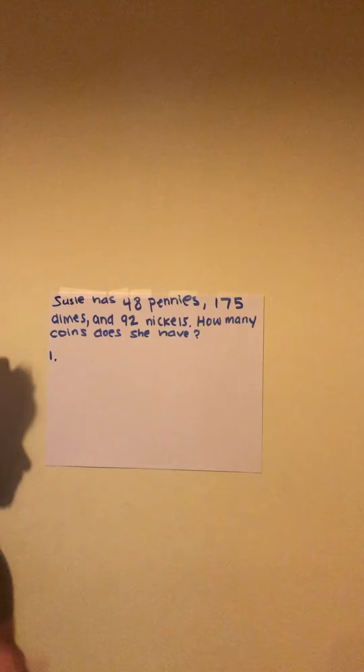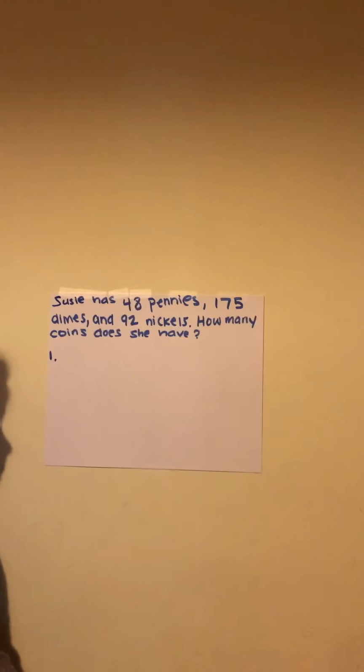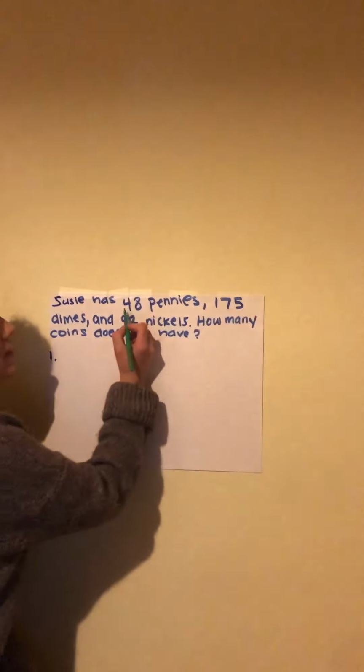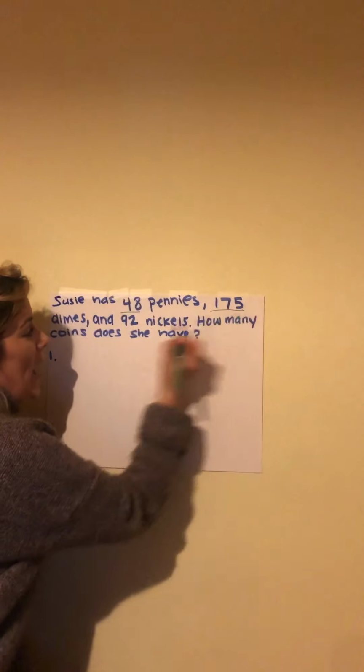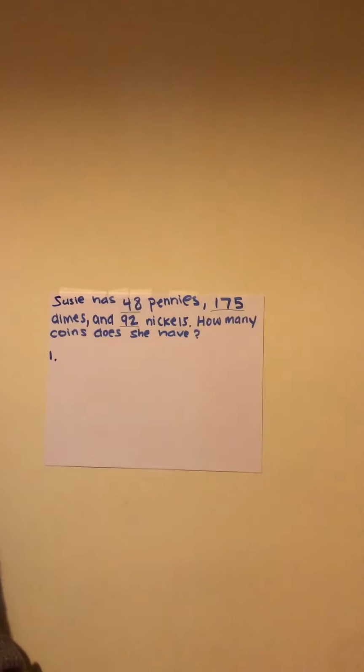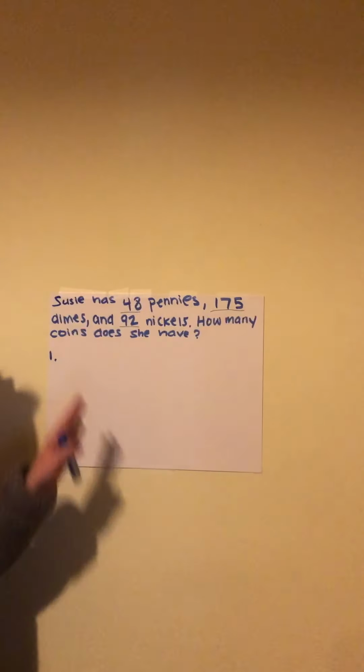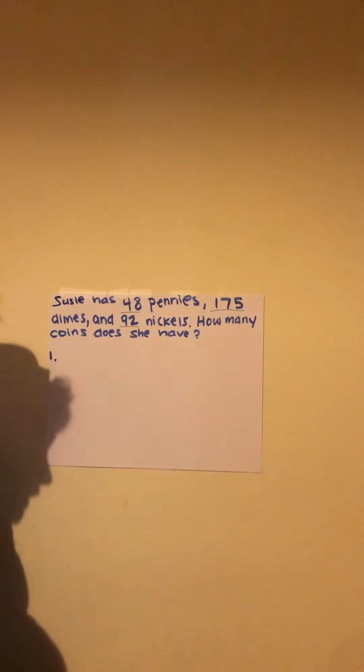Now, the first thing I'm going to ask myself is, is this an addition problem or is this a subtraction problem? And right away, we know that it has to be an addition problem because it's telling us all of the different amounts that she has, and then it asks us how many coins does she have. So nowhere in this problem do we see any of those coins getting taken away.